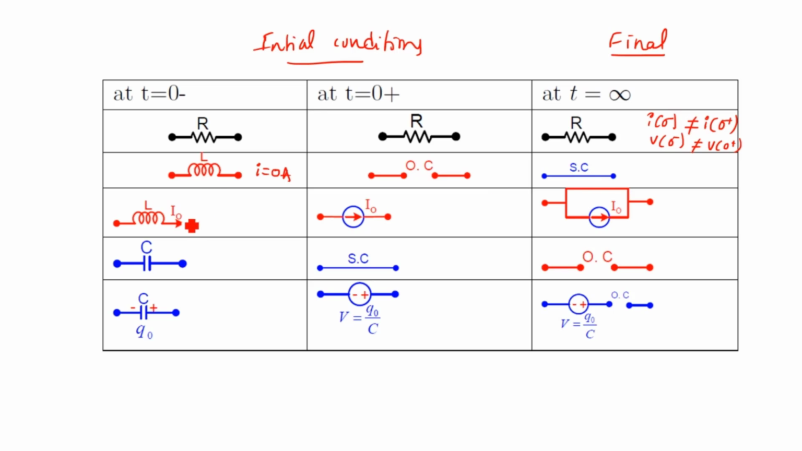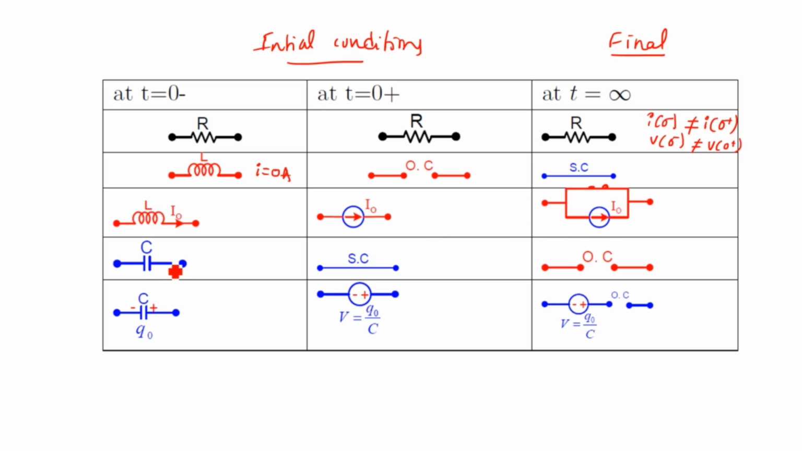One more condition, before switching, if it carries some amount of energy, that is I naught, then immediately after switching it acts as a current source. For this condition, if the inductor is completely energized, then it acts as a short circuit. Then that initial condition, that is a current source, should be shown here.